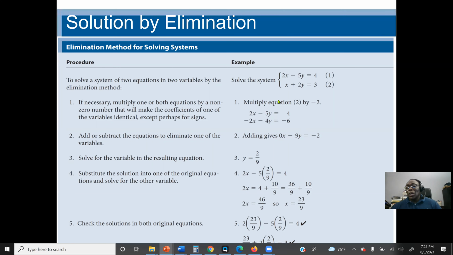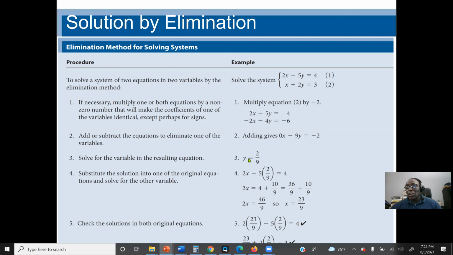The second equation now, we have minus 2 times x, which will give us minus 2x. Then minus 2 times plus 2y, which will give us minus 4y. Then minus 2 times 3, which will give us minus 6. Now when we combine these two equations, 2x minus 2x will cancel. Then we have minus 5y minus 4y, so that will give us minus 9y. Then 4 minus 6 will give us minus 2. So now we can solve for y. y will be minus 2 divided by minus 9, and negative divided by negative is positive. So our answer will be y equal to 2 by 9.